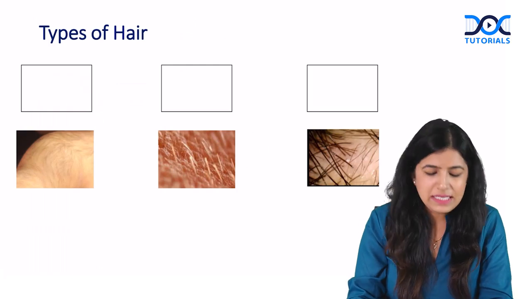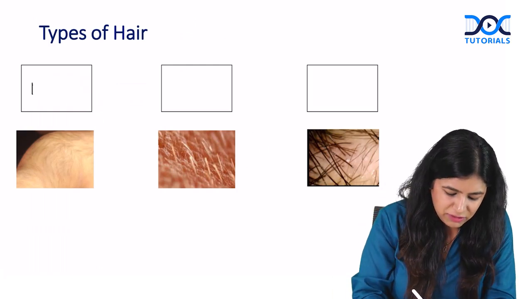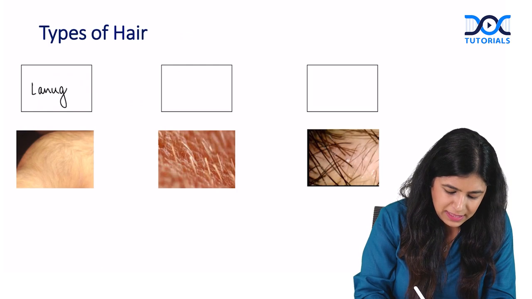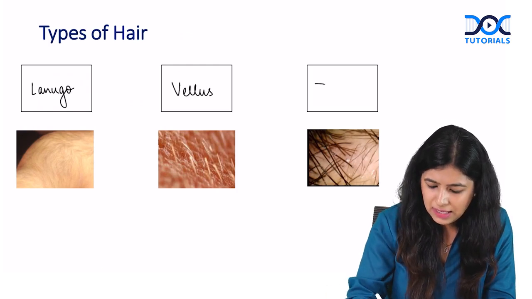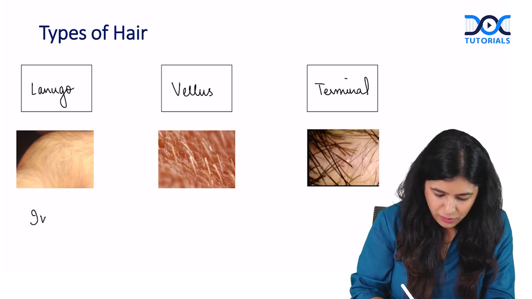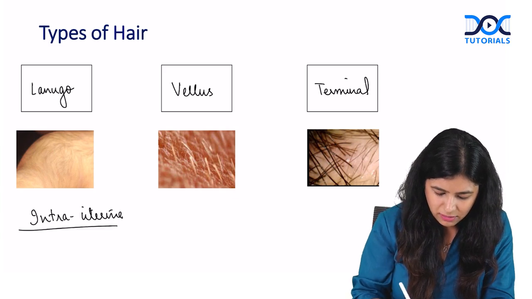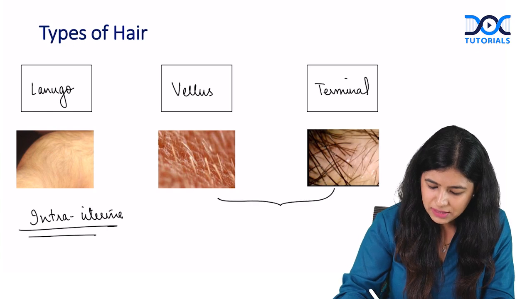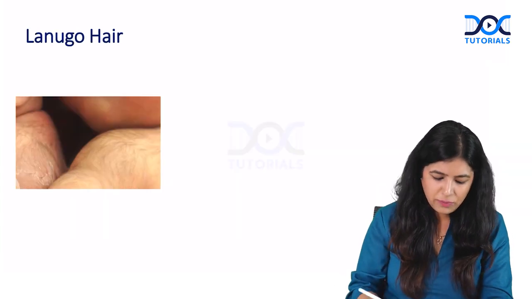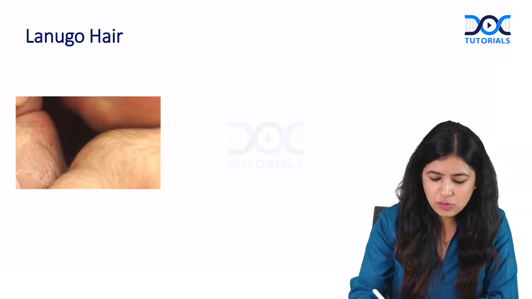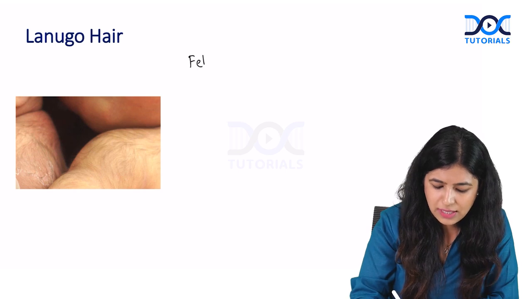So now coming to the types of hair. Here we have 3 important types: the lanugo hair, vellus hair, and the terminal hair. The lanugo hair are intrauterine hair, while the vellus and the terminal are the extrauterine hair. Interesting? Yes.